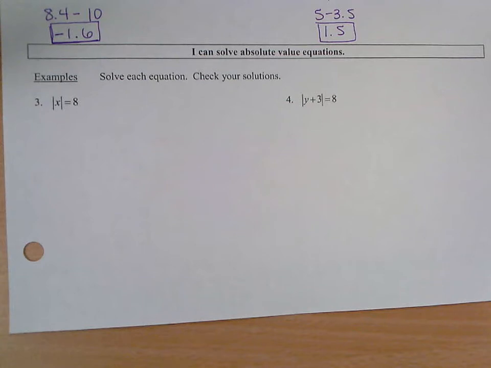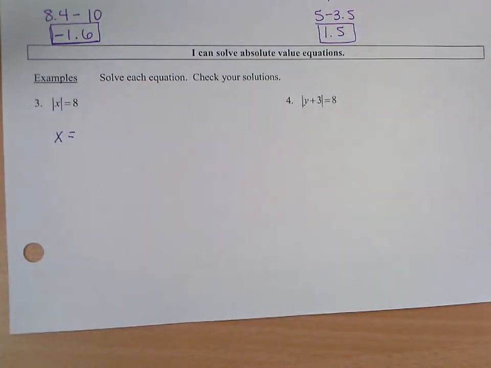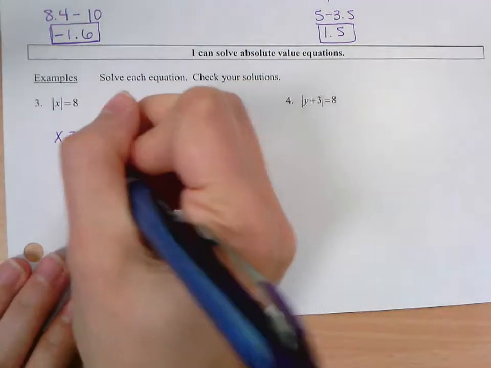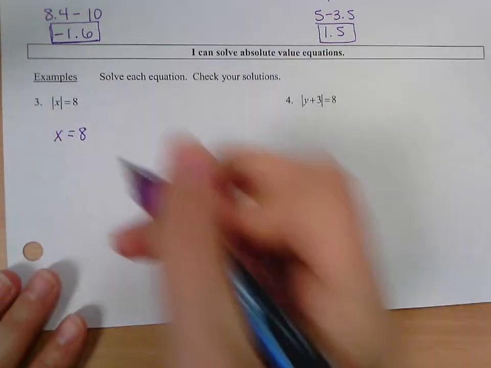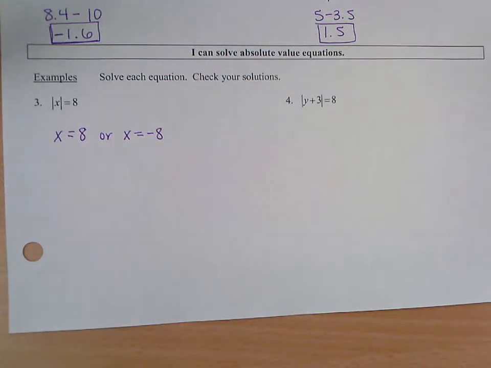If we had the equation absolute value of x is equal to +8, what value or values could x be? 8, or it could be -8. Okay, +8 has an absolute value of 8. -8 also has an absolute value of 8. Okay, so there's 2 answers.